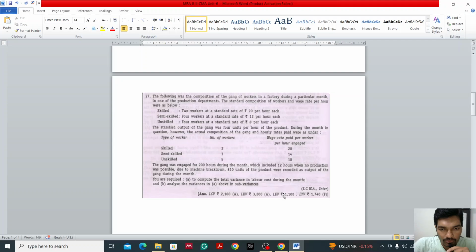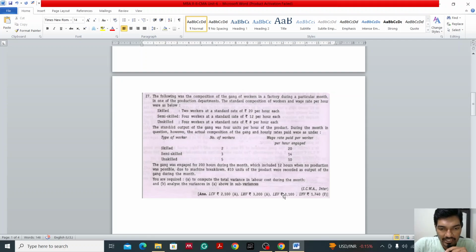The standard output of the gang was 4 units per hour of the product. During the month in question, however, the actual composition of the gang and hourly rate paid were as under. This is the actual information. Similarly, the types of workers, skilled, semi-skilled and unskilled labor, are also given clearly.